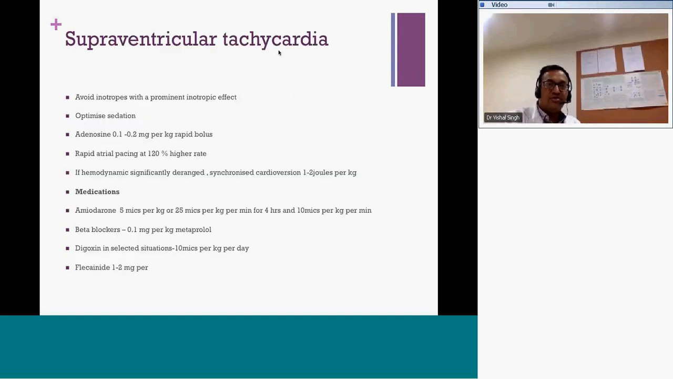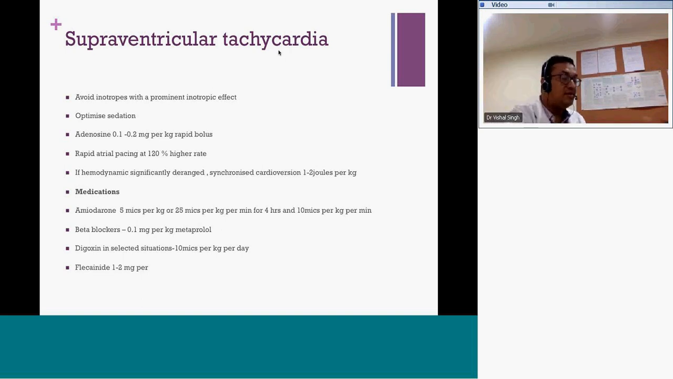Now, ectopic atrial tachycardia also is a form of SVT, but the SVT which is originating in the atrium. Here also you have to avoid inotropes with a prominent inotropic effect. Optimize sedation. Adenosine can be given, especially in the face of hemodynamic compromise for an SVT, and see if it responds. Do you know adenosine has to be given with a flush? Because the half-life is very small, 12 seconds, and hence you do not want to waste it. So start at 0.1 milligram per kg. You can go to 0.2. Rapid atrial pacing is done at a 120% higher rate.